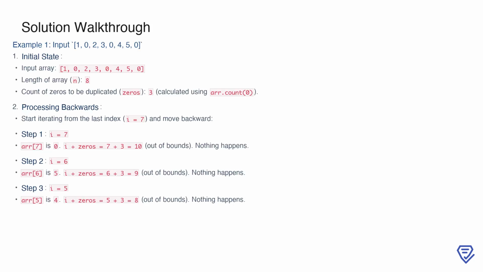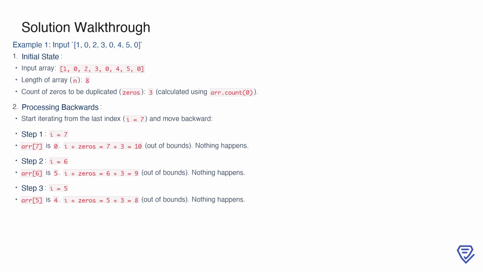To solve the problem of duplicating zeros in an array, we start with the given input, [1, 0, 2, 3, 0, 4, 5, 0]. The length of the array is 8, and the number of zeros to be duplicated is calculated as 3 using arr.count(0). The process involves iterating backward through the array, starting from the last index.